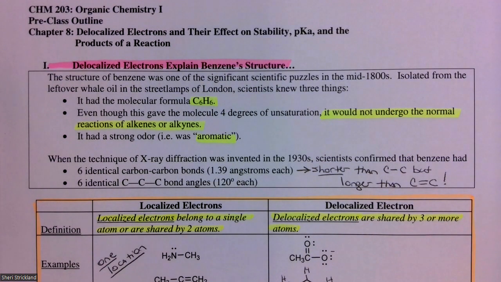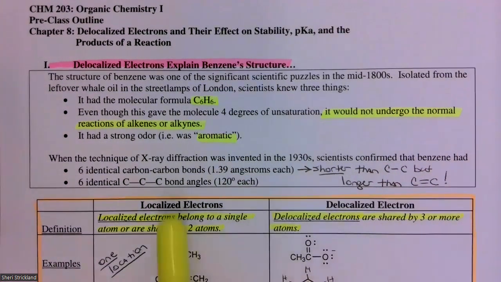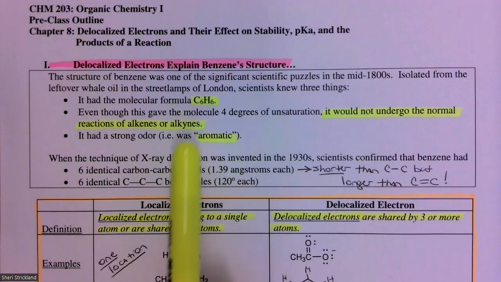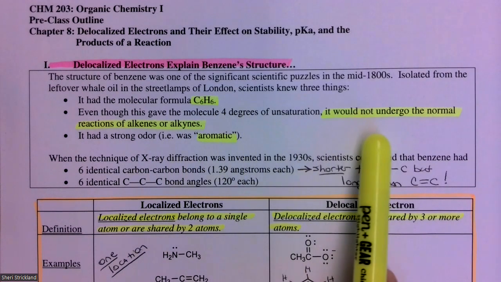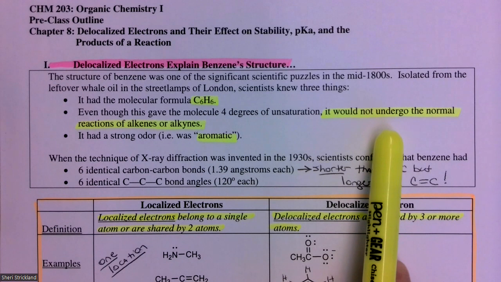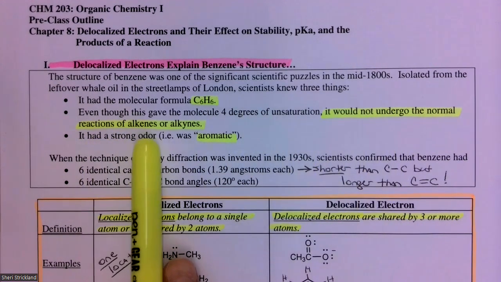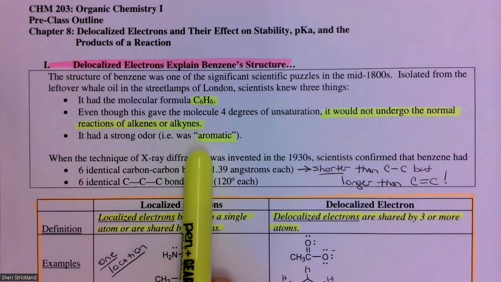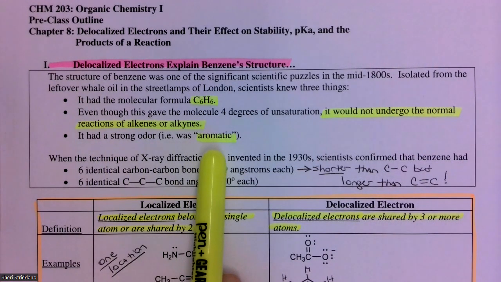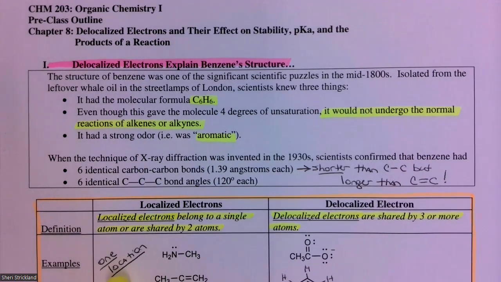So what people knew from the experiments they had done was its molecular formula. From that, they could calculate the degrees of unsaturation, but experimentally, they found that it would not undergo the normal reactions of alkenes or alkynes. With electrophilic addition reaction conditions, they would just isolate back the starting material. And it had a strong odor, which was how these things got to be known as aromatic compounds.